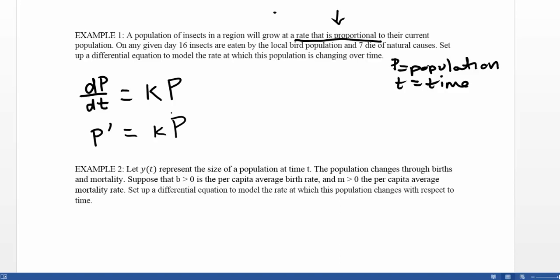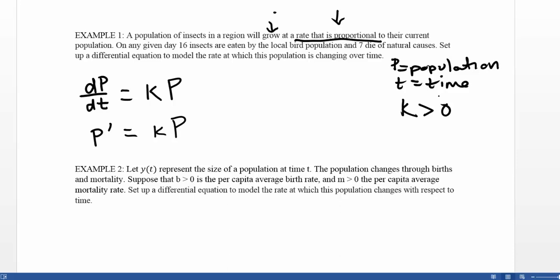So some percentage of the population is how much we're changing by, right? If K was 1, that would mean 100% of the population is what we're gaining with each change. If K was 0.5, that means 50% of the population is growing. So if K is positive, our population is growing. If K is negative, our population would be decaying. Here we were told it's growing, so that tells me that my K here has to be greater than 0.